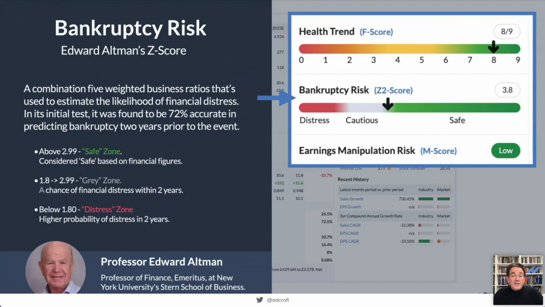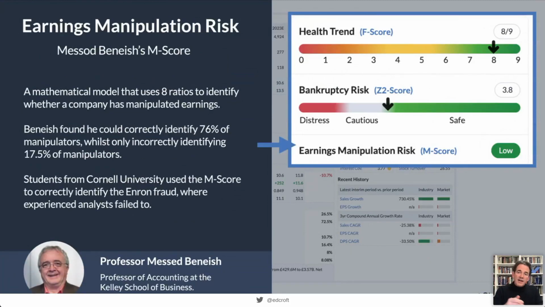I always like to use diversification in my portfolio. I'm quite comfortable holding risky shares that may have lower quality metrics because I'm often more of a value and momentum guy. And so I normally pay more attention to this, but each to their own. And if you're somebody who really needs capital safety, looking at the debt, looking at the bankruptcy risk, finding safe shares is absolutely imperative. And earnings manipulation risk, this is the M score by Messod Beneish.